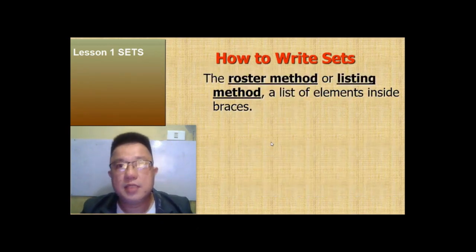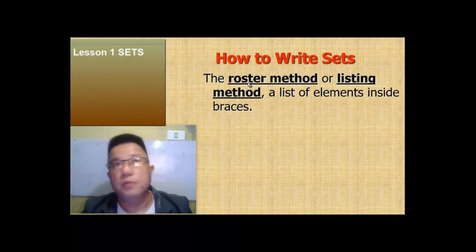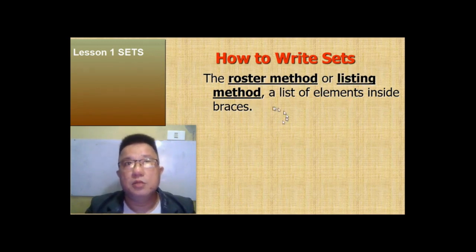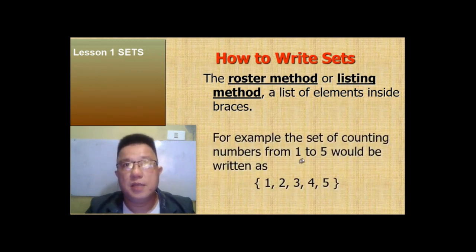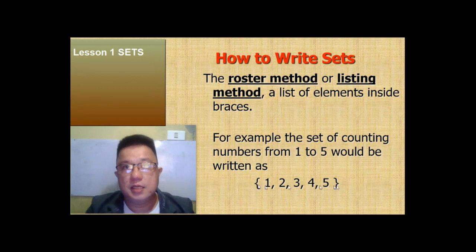When we list down the elements, the first method is called roster, because roster literally means a list. So it is a listing method. Here we list down the elements inside braces or curly brackets. For example, the set of numbers from 1 to 5 would be written as 1, 2, 3, 4, 5 inside curly braces.